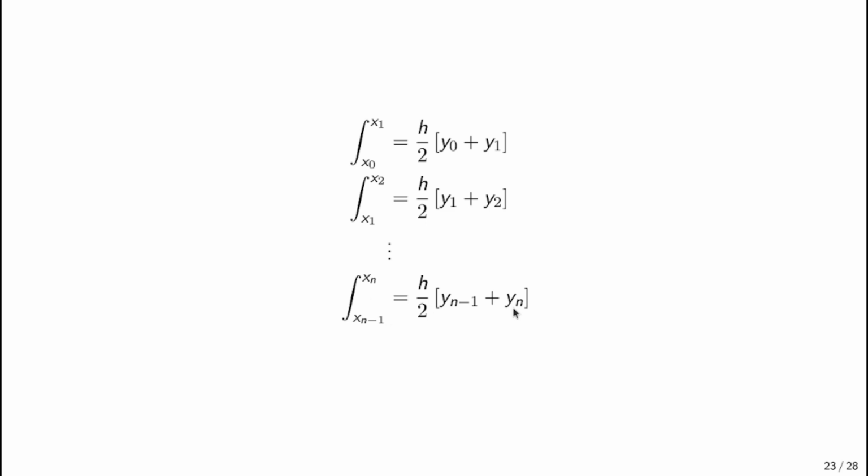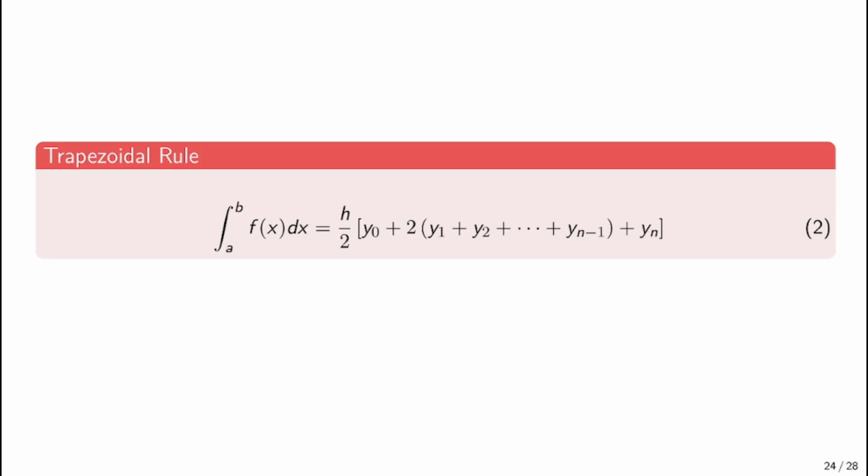The total integral will be the sum of these integrals. That is, if you integrate all these things, the integral from a to b f(x) dx will be h/2 [y0 + 2(y1 + y2 + ... + y(n−1)) + yn]. This rule is called the trapezoidal rule.